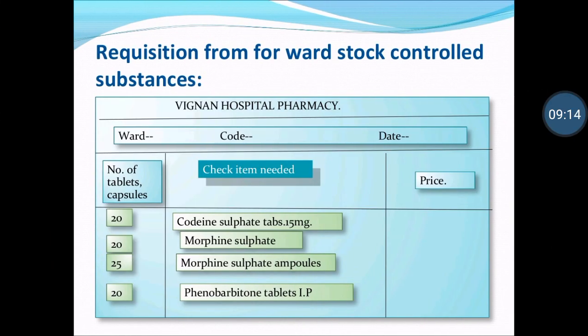The requisition form for the ward stock of controlled substances is from the Vignan Hospital Pharmacy. The ward number is there, the code of the medicine should be there, then the date the prescription was filed, and the number of tablets: 20, 20, 25, 30, 20. The items are codeine phosphate tablets 15 milligram, morphine sulfate, morphine sulfate ampoules, and phenobarbital tablets. Price is given. Codeine and morphine are known as painkillers and also sedative-hypnotic drugs, and phenobarbital is given directly as a very highly sedative drug.